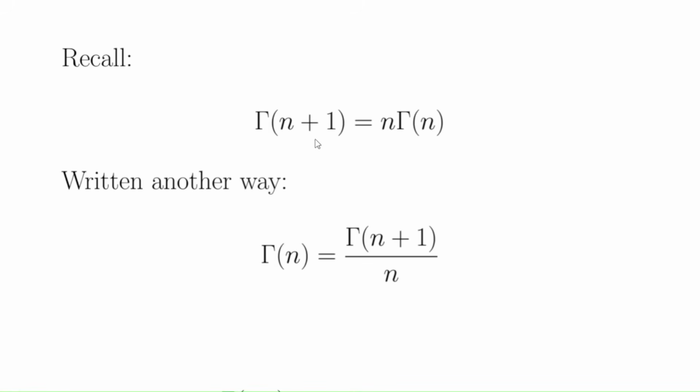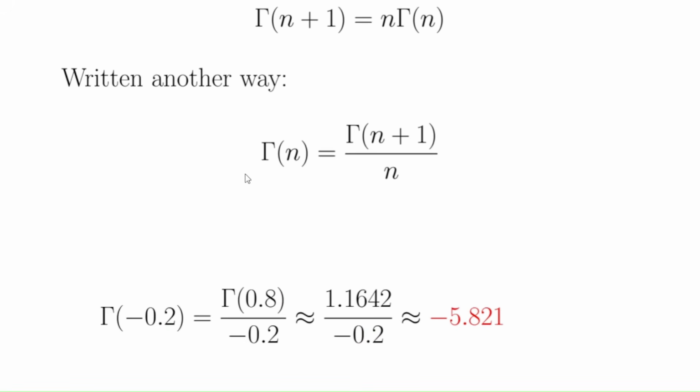Now recall that gamma of n plus 1 is n times gamma of n. And by the way, to use this formula, you're not just assuming that n is an integer. This would also work, for example, if n is 7.3. So gamma of 8.3 would be 7.3 times gamma of 7.3, right? When we derived this formula, we made no assumption that n was an integer. So we could rewrite this formula as gamma of n is gamma of n plus 1 over n. And this formula is going to allow us to extend gamma to the negative numbers.